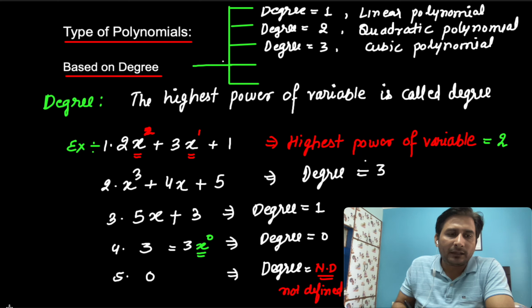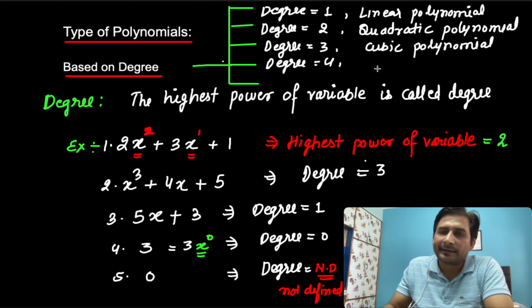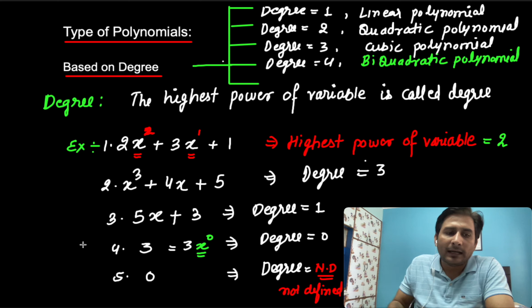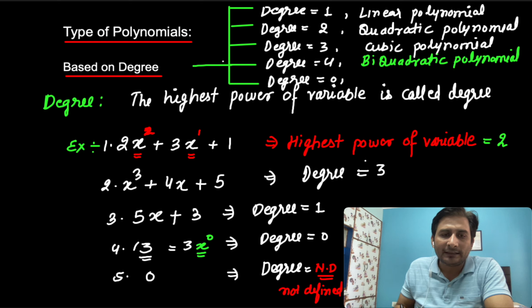Let me tell you, if degree is 4, then it is called a biquadratic polynomial. Bi means 2 and quadratic means 2, 2 plus 2, 4. Biquadratic polynomial, right? And if degree is 0, what is this number 3? This 3 is a constant only. So it is called a constant polynomial. If degree is 0, then it is called a constant polynomial.